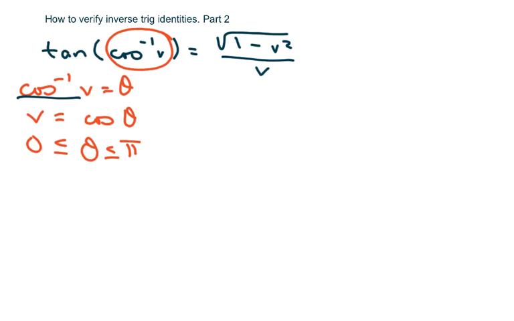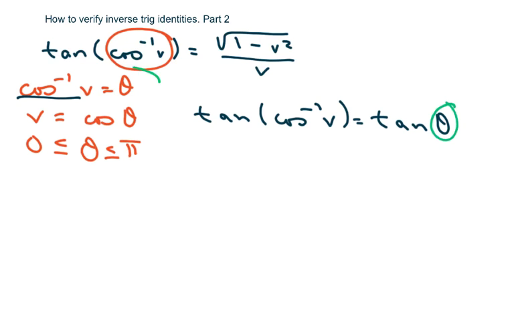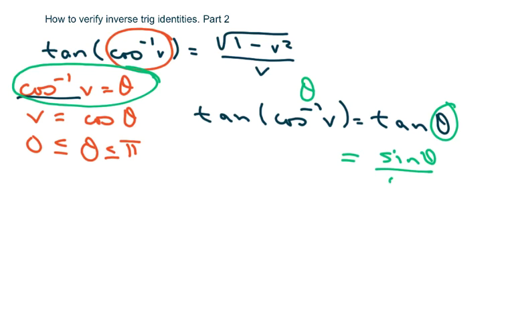We have that tan of inverse cosine of v equals tan of theta. So the theta is coming from this right here. I'm letting this equal theta. Okay, we'll substitute later. So now we have sine of theta over cosine of theta.